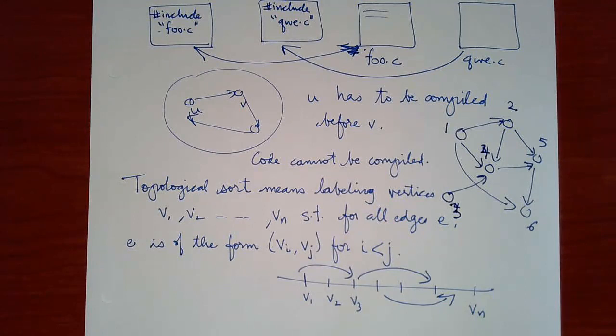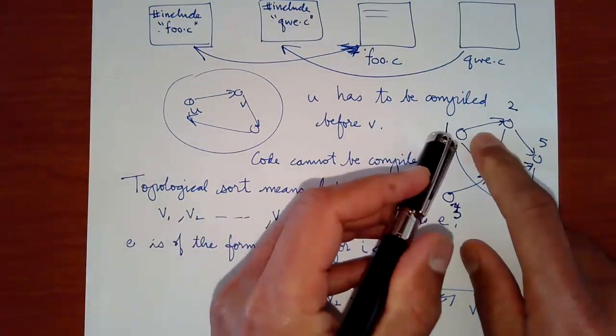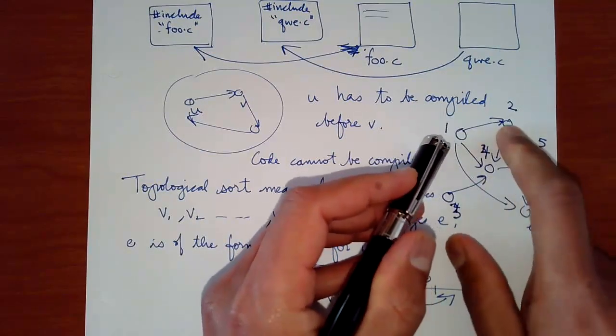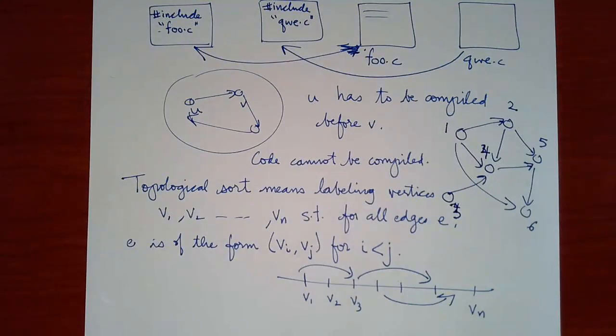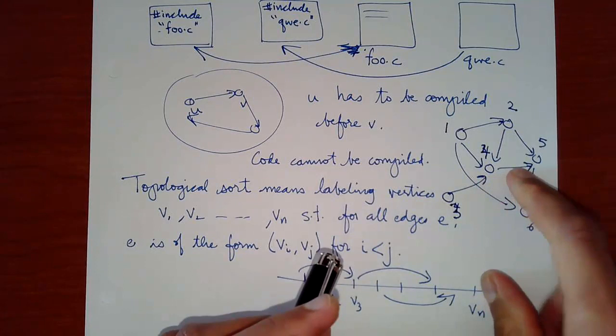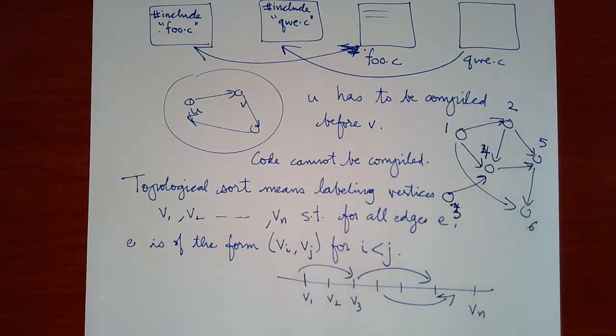Okay, any questions about a topological ordering? How is it valid? Can you explain a bit more? So look at every edge. Every edge points from a lower number to a higher number. Right? Go to every edge. It points from a lower number to a higher number.